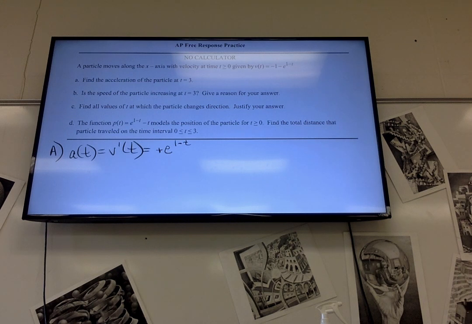Okay, so then we find the acceleration at 3. So that's e to the 1 minus 3. That's e to the -2. We can't have a negative exponent. So it's 1 over e squared. And we would leave it like that, because this is a non-calculator problem.